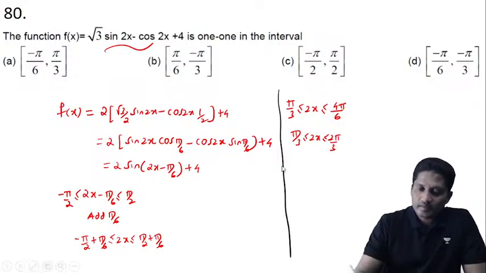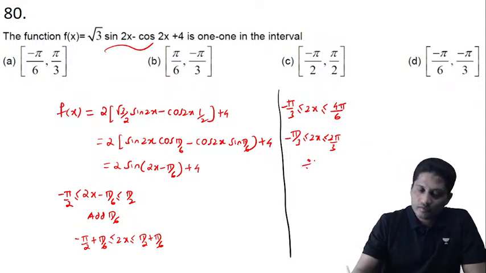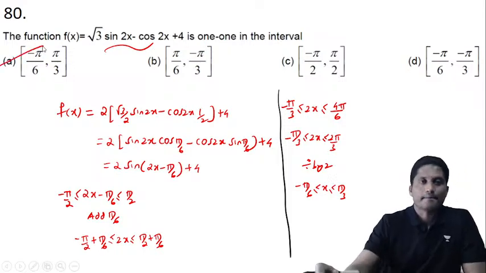If I divide by 2, this is minus pi by 3. Minus 90 plus 30 is minus 60. If you divide by 2, this is minus pi by 6 is less than or equal to x less than or equal to pi by 3. Okay, answer is option A.